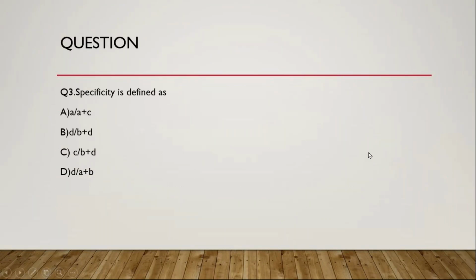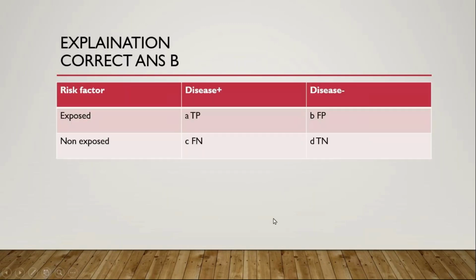So the question is: specificity is defined as option A, A upon A plus C; option B, D upon B plus D; option C, C upon B plus D; and option D, A upon A plus B. Please open your mic and answer. Yes, it is B. So the correct answer is B.